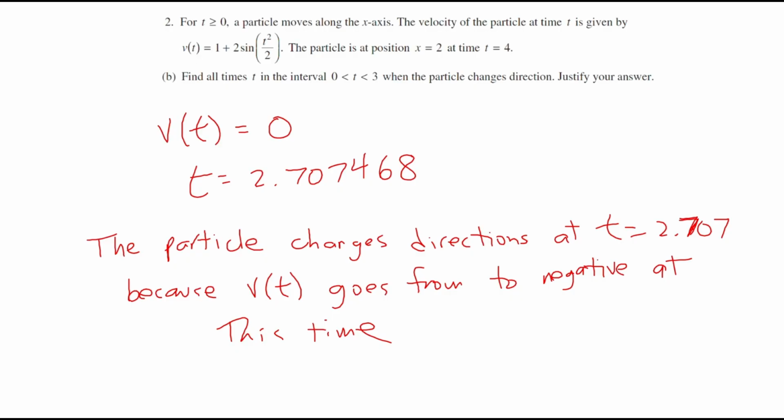And so that's worth 2 points, 1 for the value and 1 for the reasoning that the velocity goes from, I didn't write the word positive, the velocity goes from positive to negative at that time.